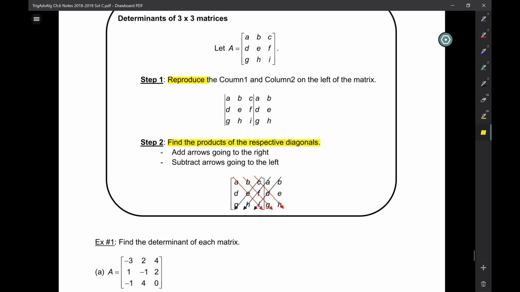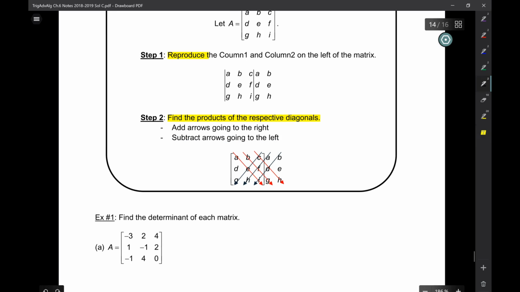Okay, which diagonals are we talking about? Well, here. You draw a diagonal this way, right? And look at what the numbers on this diagonal are. It's A, E, and I. You multiply those with each other. Then you go to the next diagonal, B, F, and G. You multiply those. Then you go to the next diagonal. You multiply those, C, D, and H. You now have 3 numbers. You add those to each other. Okay? So now we did the diagonals in that order.